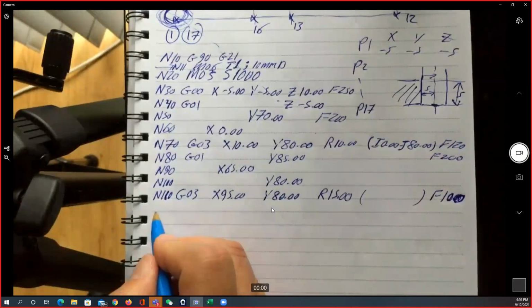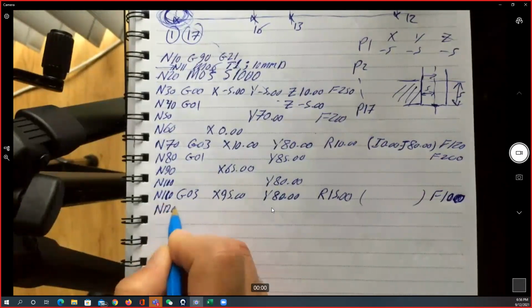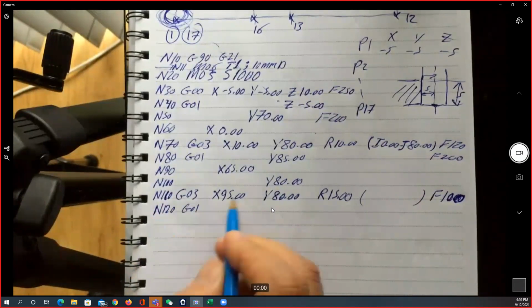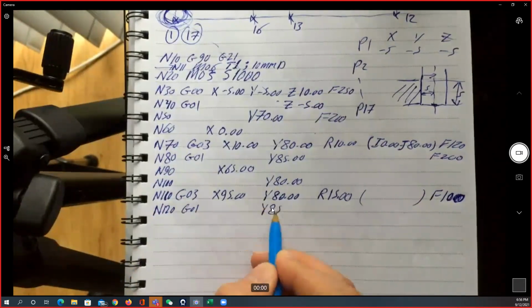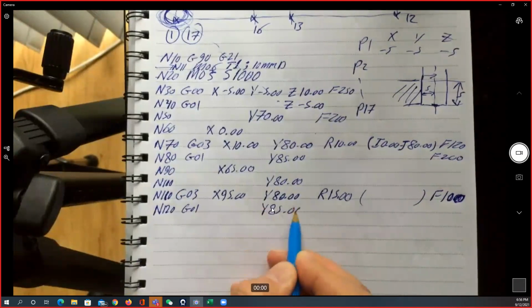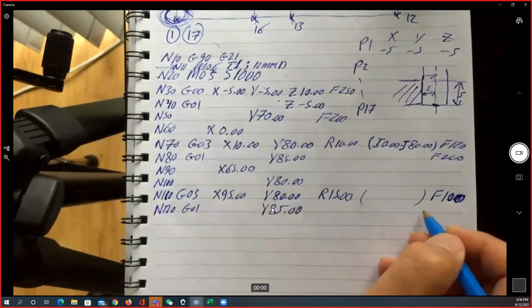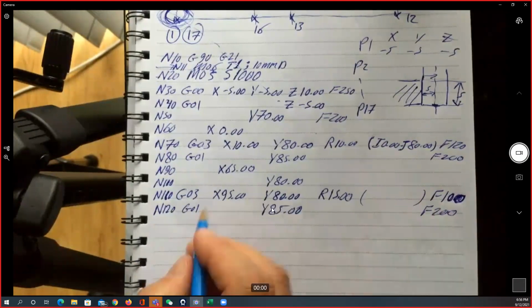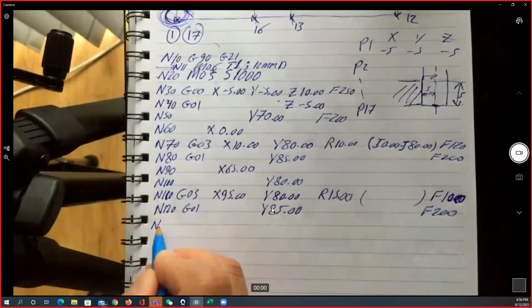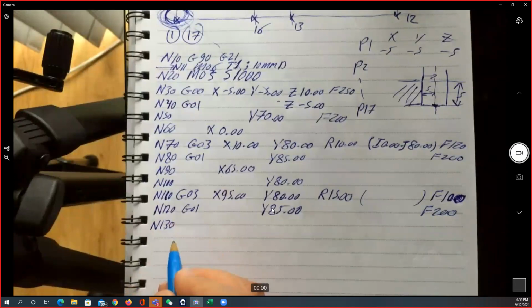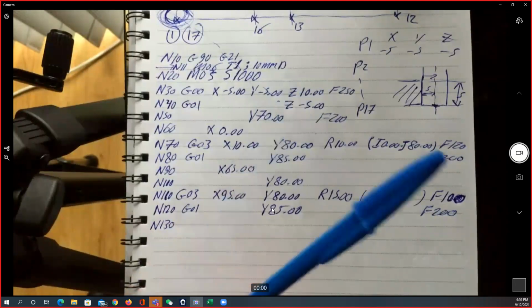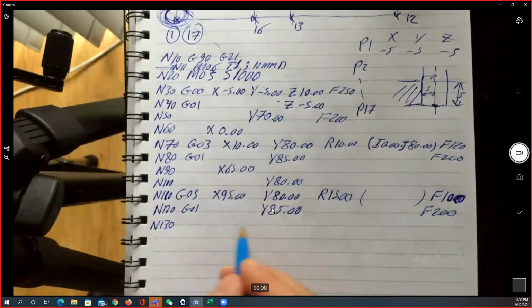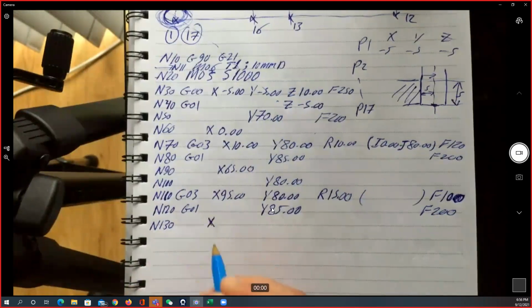Now I will go straight upward. So the N120 is G01. The X remains the same. The Y is going to be 85. The feed rate I will leave at 200, I don't want to be lazy. And N130, I would like to go down to point number 10. In point number 10, the Y is the same, but the X is going to be changed.